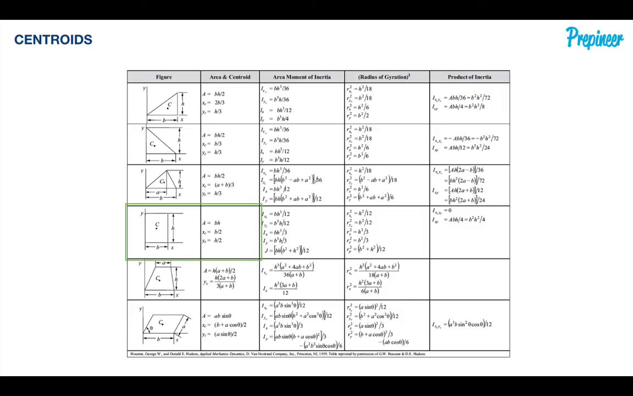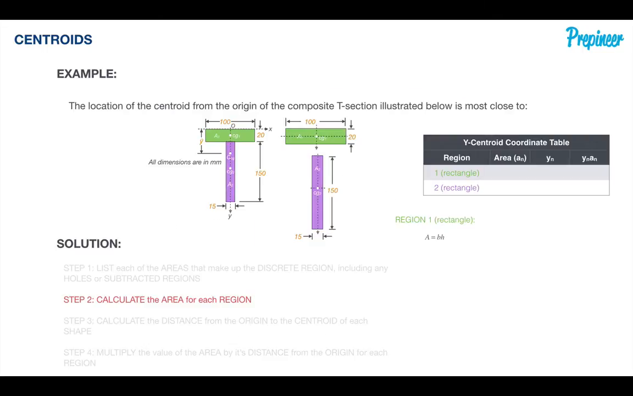Our first subregion is a rectangle, so we will use the information and formulas highlighted right there in green. And taking those formulas back to our problem page, we have region 1, the area being defined as base times height. And with a base of 100 and a height of 20, we define the area as 2,000, which we place into our y coordinate table as you see right there.